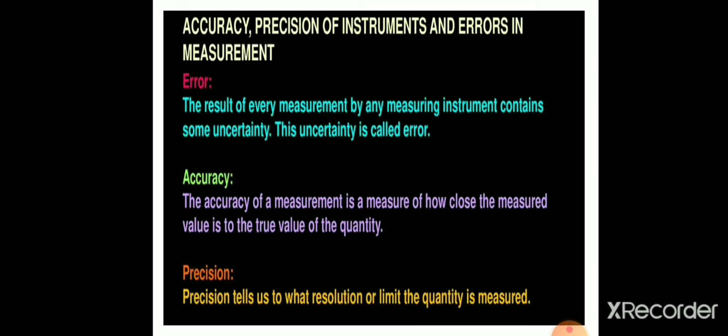We know the result of every measurement by any measuring instrument contains some uncertainty, and this uncertainty can be called the error. Coming to accuracy, accuracy of a measurement is a measure of how close the measured value is to the true value of the quantity. And precision tells us to what resolution or limit the quantity is measured.